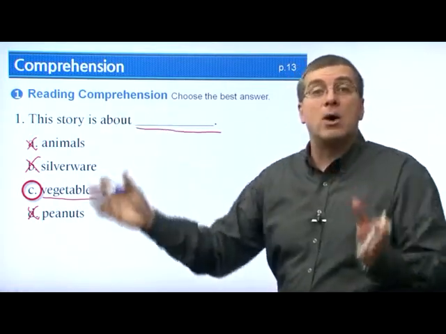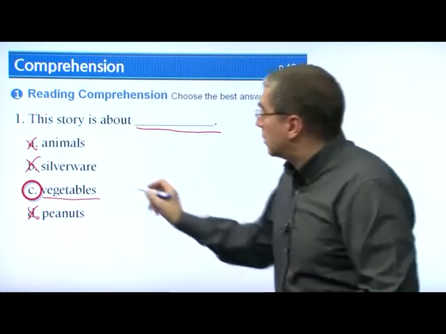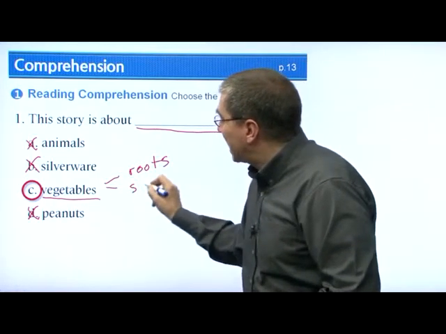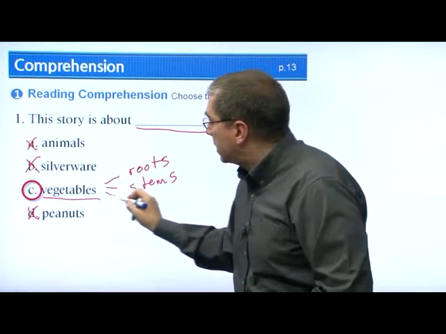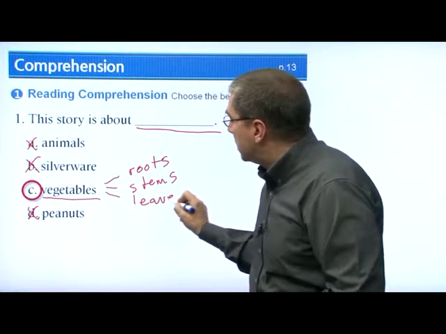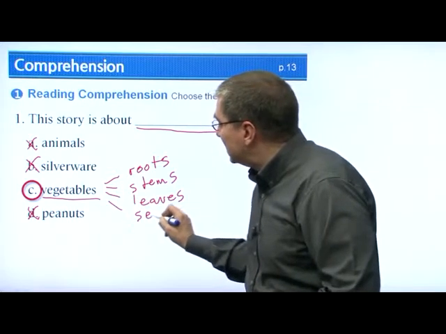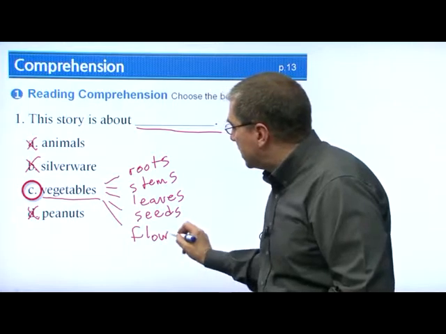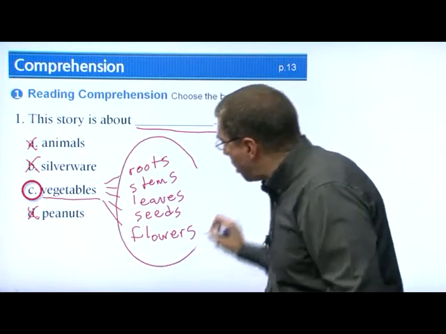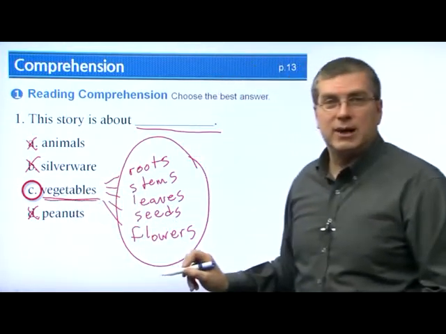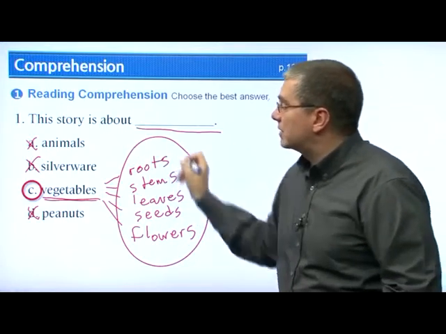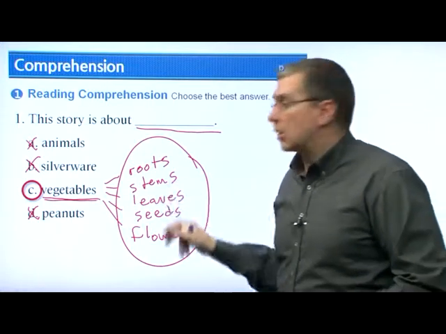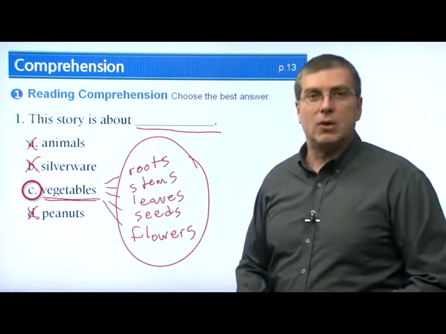We're talking about vegetables. We're talking about roots. We're talking about stems. We're talking about leaves. We're talking about seeds. We're talking about flowers. These are all vegetables, right? We eat those. So this story is about vegetables. We talked about all of these things. They are all vegetables. Okay, number 2.